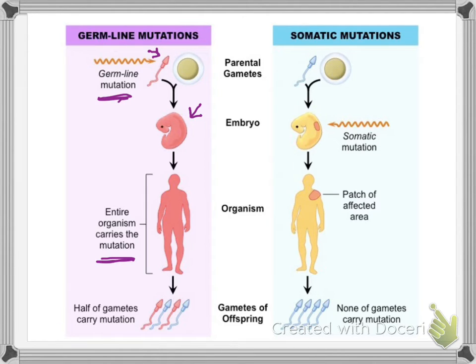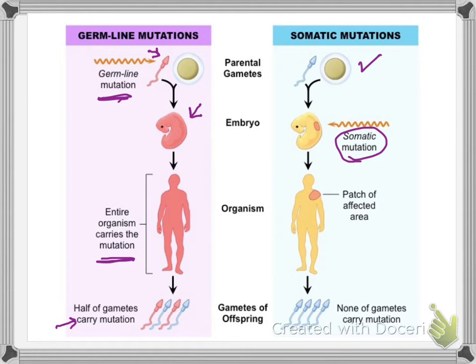We'll learn more about why half the gametes carry the mutation in future units. Now, a somatic mutation, we can see that the gametes are perfectly healthy. There are no mutations in cancer-causing genes. However, at some point, the embryo develops a somatic mutation.